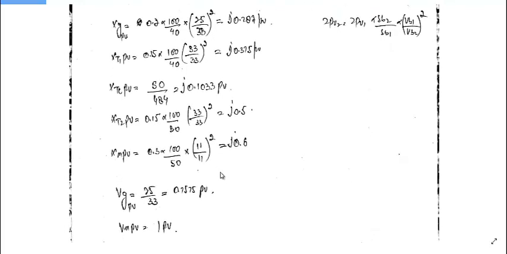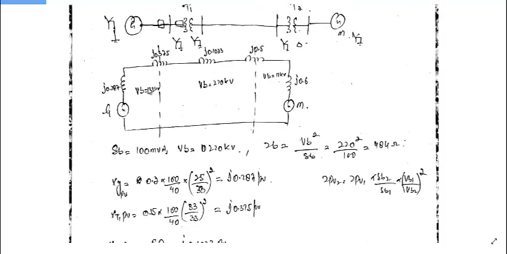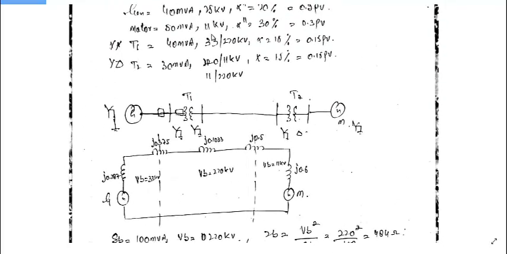So voltage, that is the terminal voltage at this point. The terminal voltage at this point is given as 25 kV.